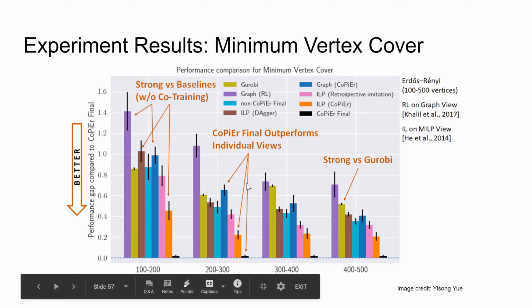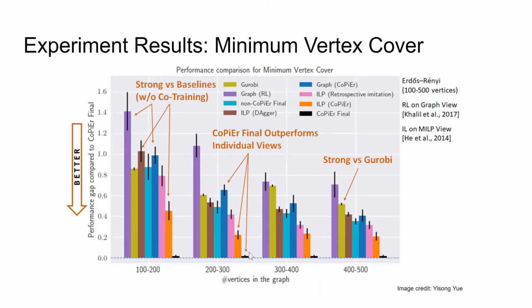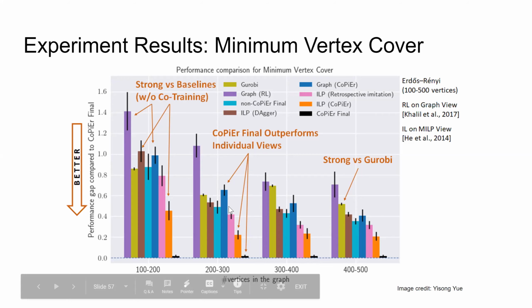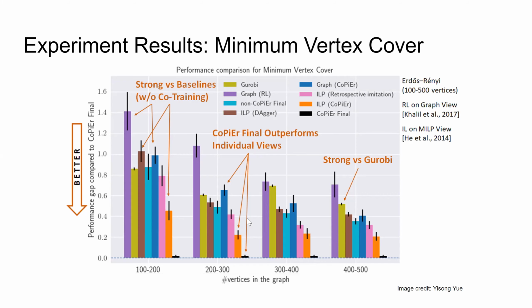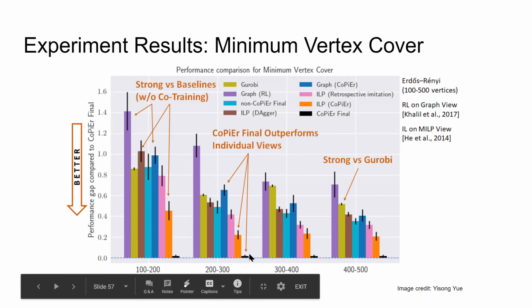That's what we call CoPier final, which takes the better one of the two policies. And as a matter of fact, by taking this very simple enhancement, we can improve the policy a lot. Here those two bars just compare after doing co-training, but only looking at the solution produced by a single policy. By combining the policies, we can reduce the gap a lot.